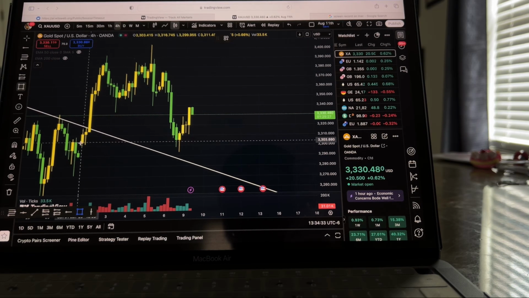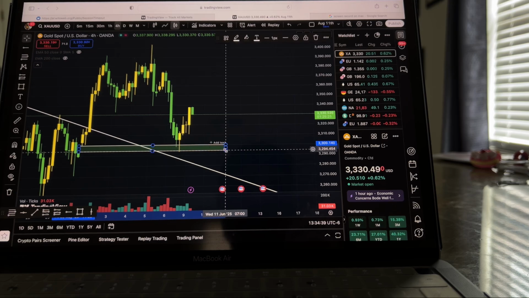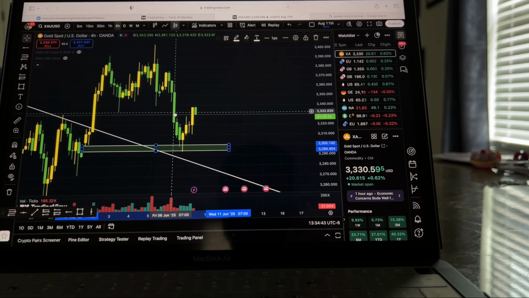So the only thing I needed to do was put this rectangle right here inside the gap, and then I'm waiting on it to come back down to the gap. So once it finally did decide to come back down, pushing down, pushing down, pushing down, it came down to my gap.